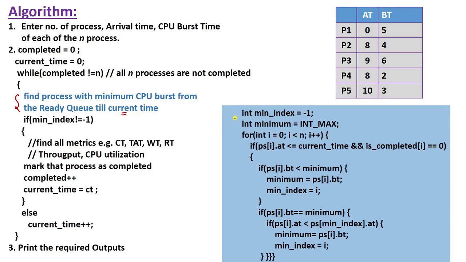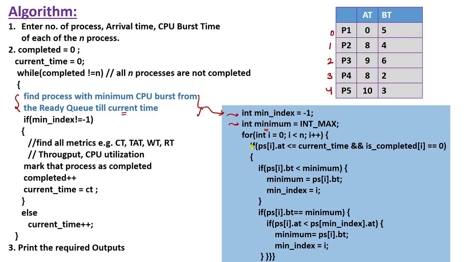Here you can see I have taken two variables, minimum index and minimum. The minimum index will tell me the index of the process which has the least burst time, and the minimum variable will store that particular CPU burst time. Let's say at any point of time, P3 is the process which has the least burst time. These processes will be stored in an array of structures. So the minimum index will store 2, and this 6, the burst time, will be stored inside minimum. This is the working of the index variable and the minimum.